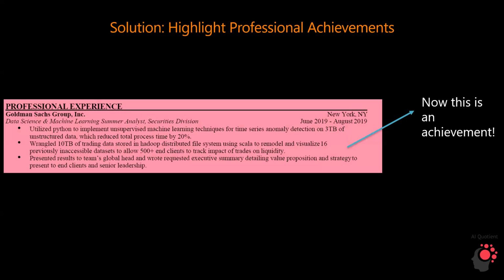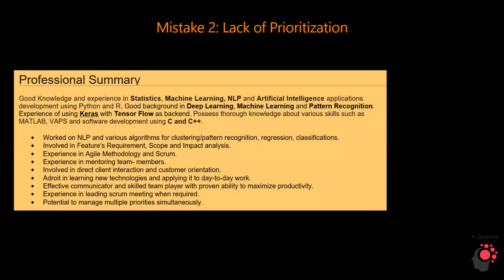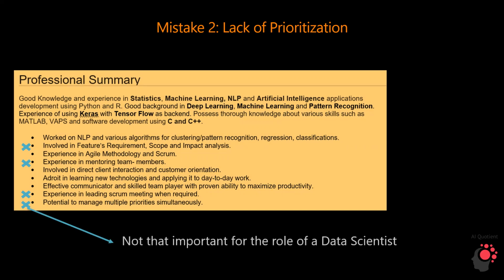First mistake is you are trying to be generic instead of highlighting the accomplishments. Now, second mistake, lack of prioritization, right? Now, if you look at the same professional summary here, look at some of the bullet points. We saw the first paragraph in the previous discussion. Now look at the bullet points that are highlighted by these cross marks. That is again not exactly the high priority things for a data scientist, isn't it? Right? They're important, no doubt about that. They're important for an employee, but they're not important for the role of a data scientist.